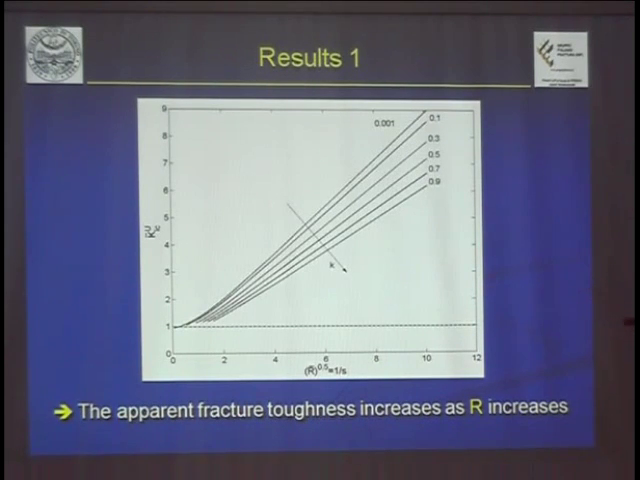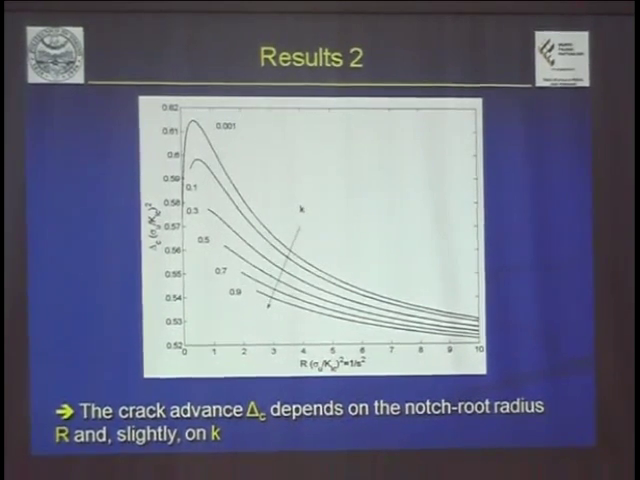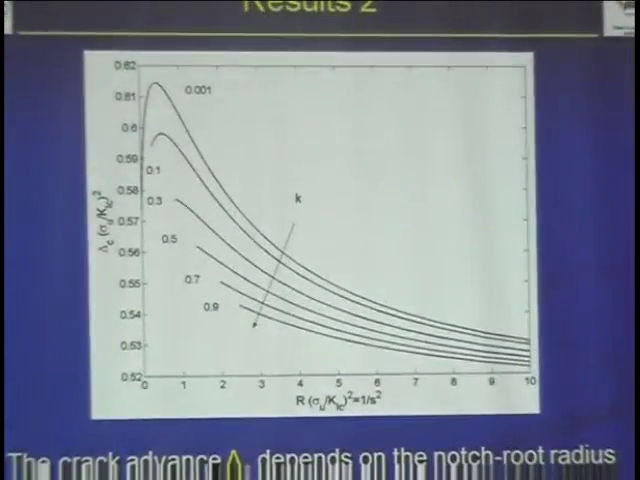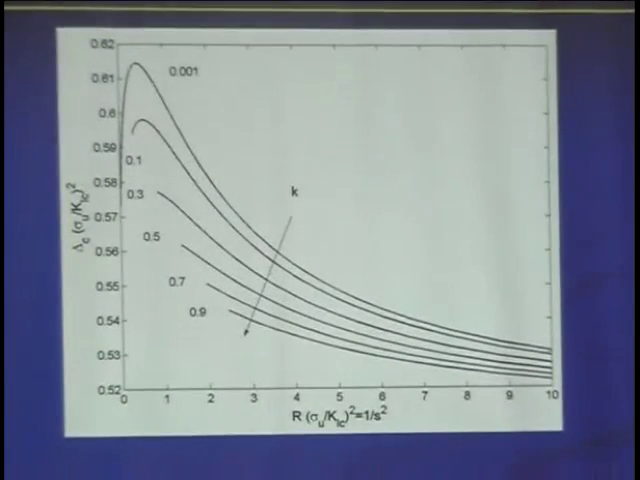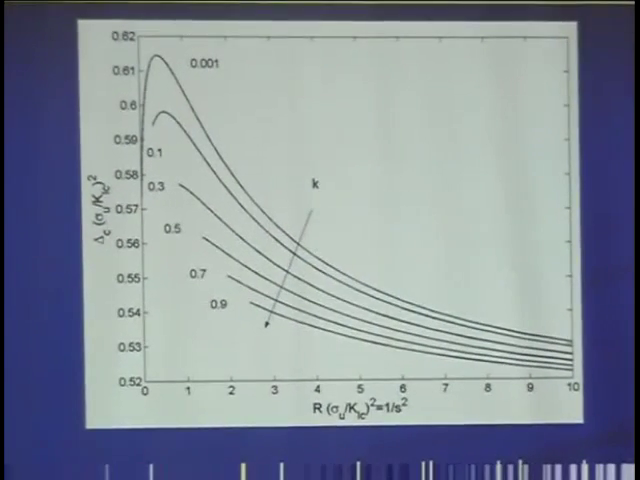On the other hand, the second unknown is the finite crack advance, and here we have plotted the solution as a function of the notch root radius R. So as can be seen, the crack advance depends on the notch root radius R and slightly on the ratio between the axis length K. So differently from the simple stress or energy criteria, the crack advance is a structural parameter and not only a material property.